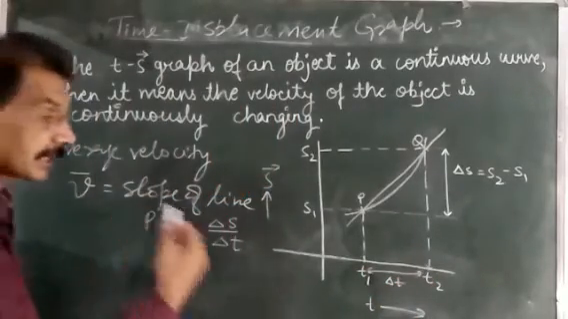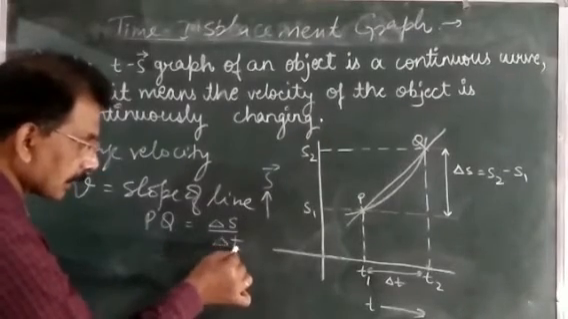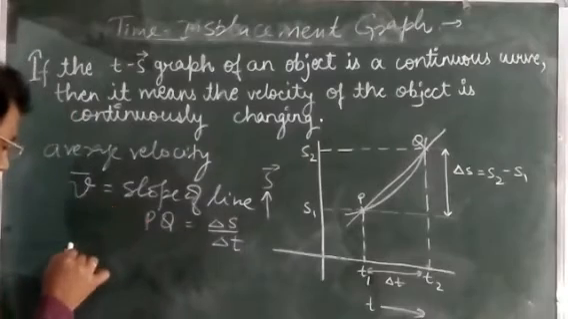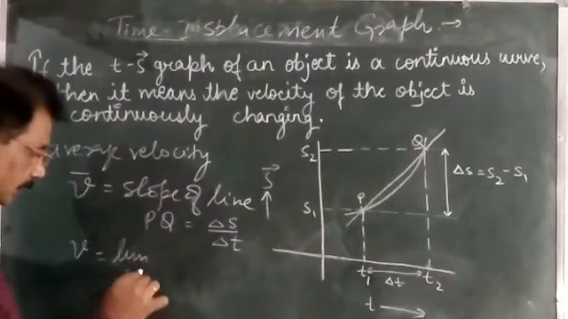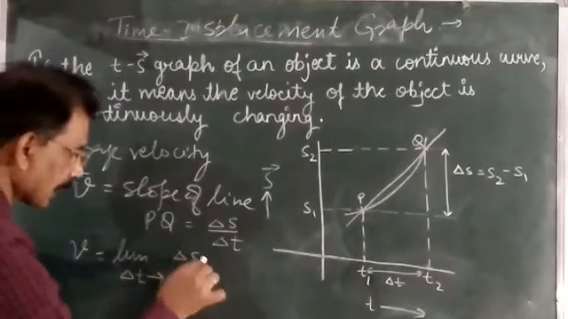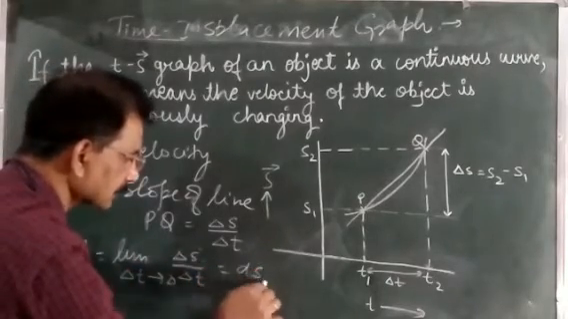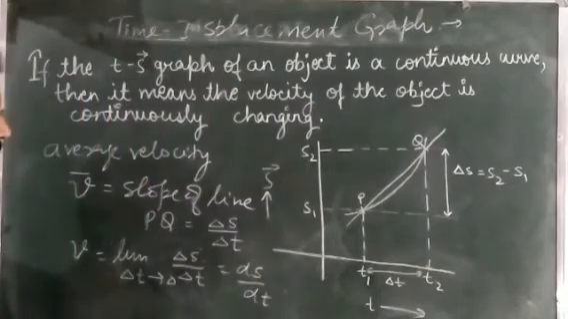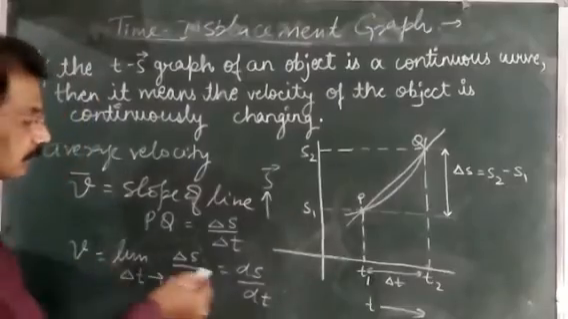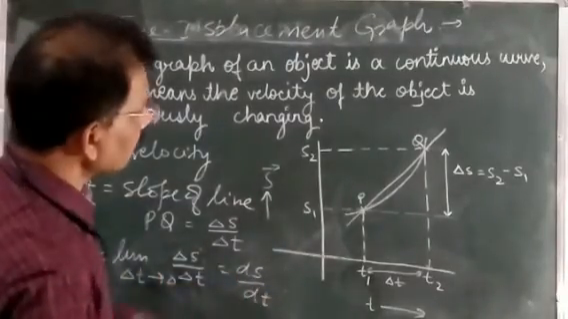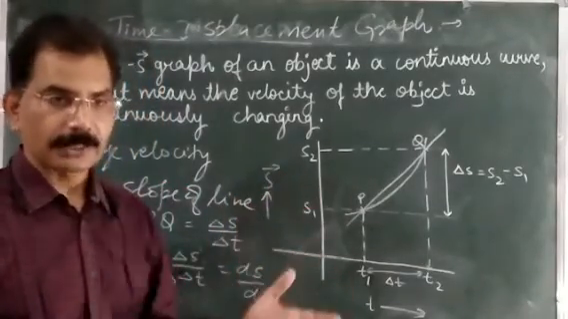And how can you find the instantaneous velocity? So you know, when this delta t becomes very small, if this delta t tends to 0, then we get the instantaneous velocity v equal to limit delta t tends to 0 of delta s upon delta t, and this whole term is also given by ds upon dt. And in this way instantaneous velocity means at any time t the velocity is calculated by ds upon dt.